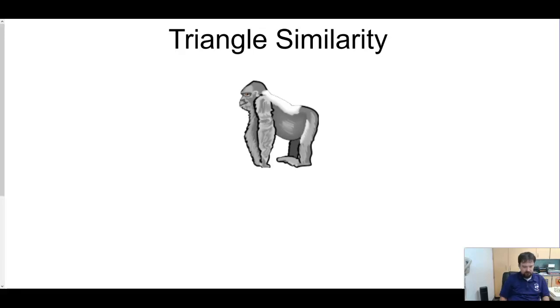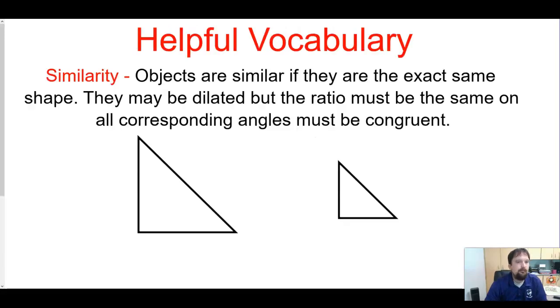Alright, triangle similarity. We're going to learn a couple of theorems on how we can prove whether triangles are similar or not. Then we're going to use those theorems to find different measures of triangles. Okay, so here we go.